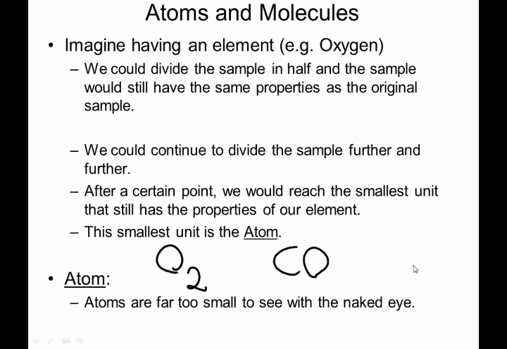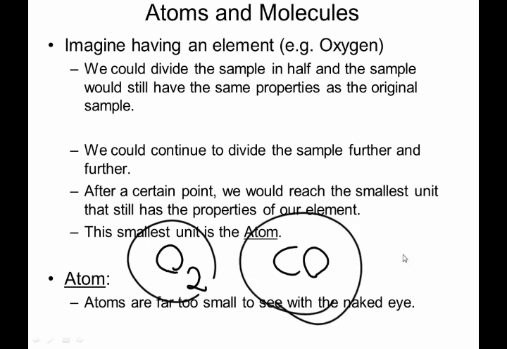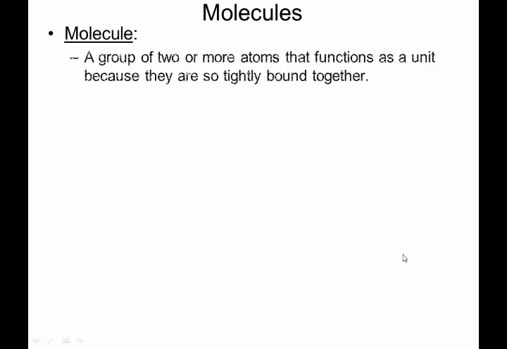Now, the term for this, so this one is an element, this one is a compound, but they are both molecules. Molecules are two or more atoms that are bonded together chemically that function as a single unit. Now, molecules can be elements or compounds. If I have a molecule that's an element, I'm just referring to something that's got all the same element in it. A molecule that is a compound has two or more different elements in it.